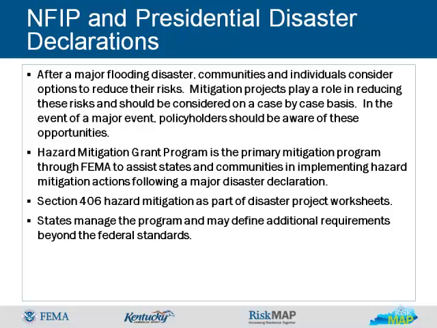The Hazard Mitigation Grant Program, or HMGP, is the primary mitigation program through FEMA to assist states and communities in implementing hazard mitigation actions following a major disaster declaration. In addition, Section 406 of the Stafford Act provides opportunities where mitigation measures may be funded in conjunction with the repair of disaster-damaged facilities. States manage the program and may define additional requirements beyond the federal standards.